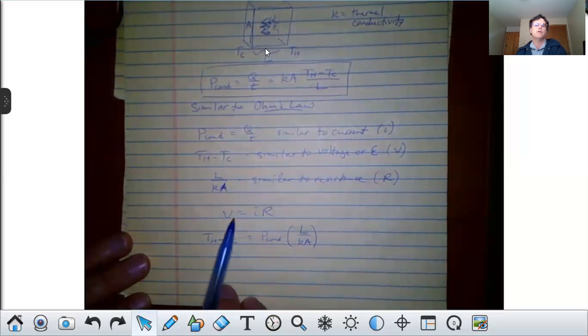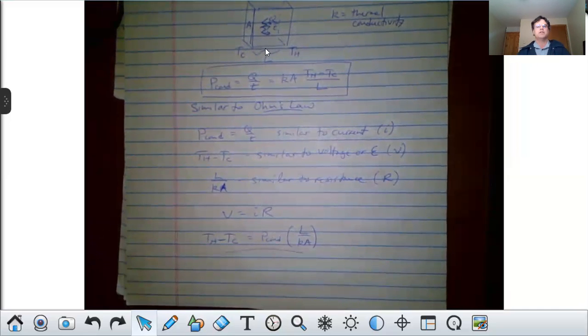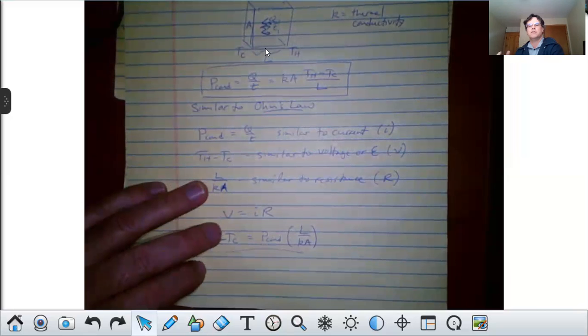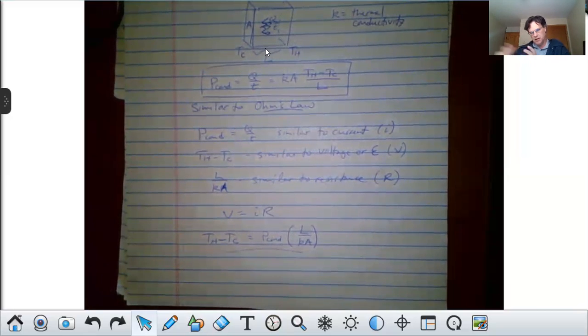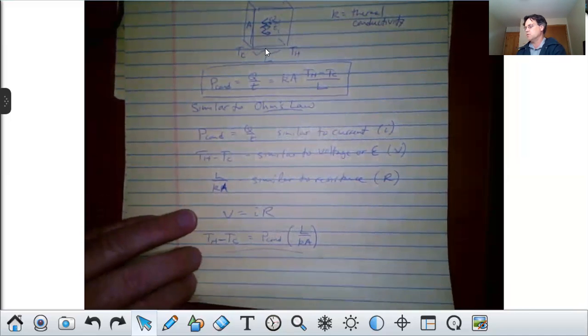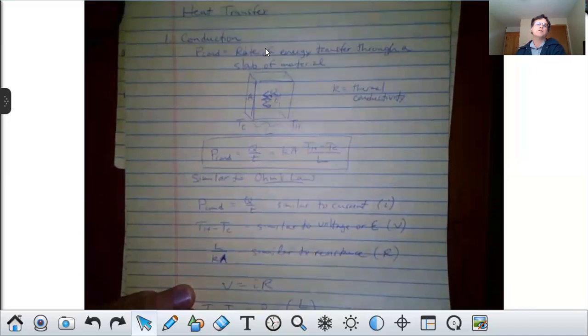So if you remember, right, voltage equals current times resistance. Well, temperature difference equals rate of heat conduction times the thermal resistance. So again, it is very similar in a lot of ways, and we will actually see heat transfer similar to electric current in other ways as well. So conduction is one method of transferring heat. We have two others.